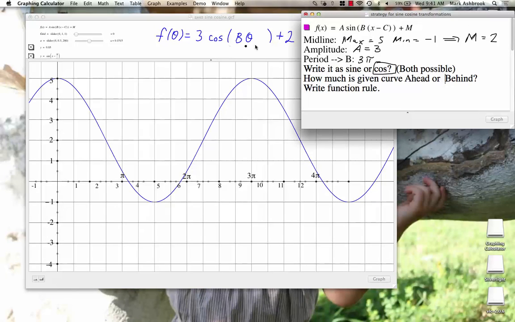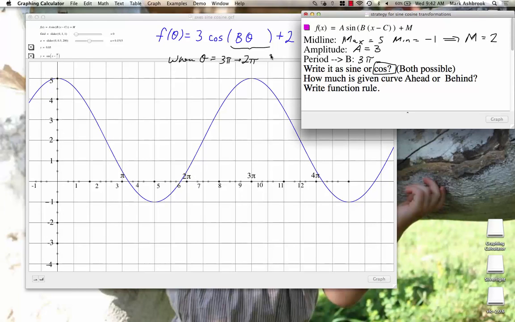No, so we need the angle theta. So we know what the period is, and so when this angle is 3 pi, we need this whole thing to be what? So when theta equals 3 pi, we need that argument to be 2 pi, right?